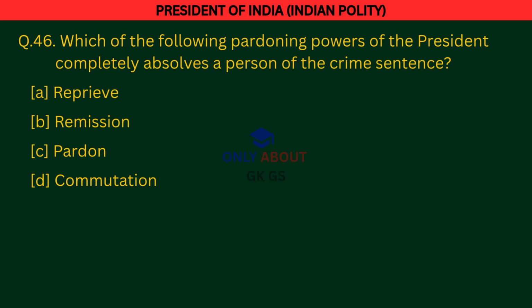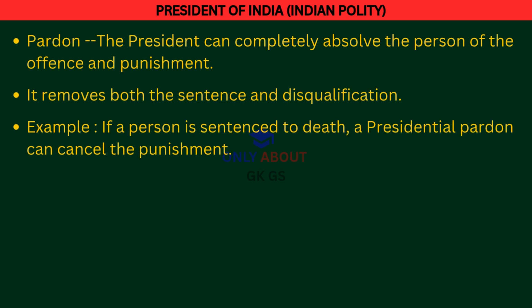Next question. Which of the following pardoning powers of the President completely absolves a person of the crime and sentence? Correct answer: pardon. The President can completely absolve the person of the offense and punishment. It removes both the sentence and disqualification. Example, if a person is sentenced to death, a presidential pardon can cancel the punishment.